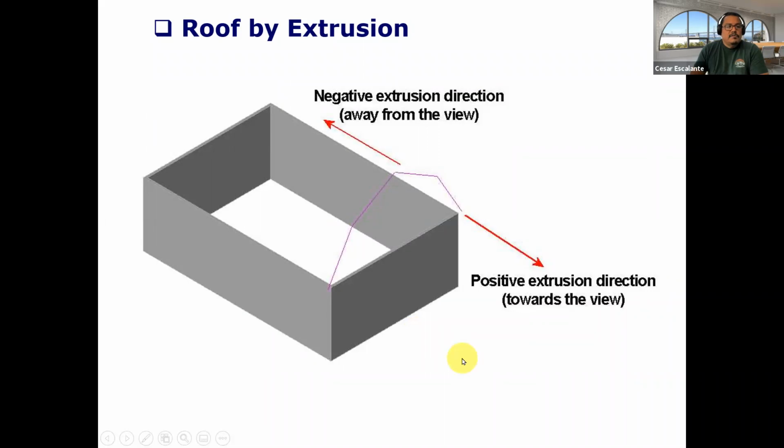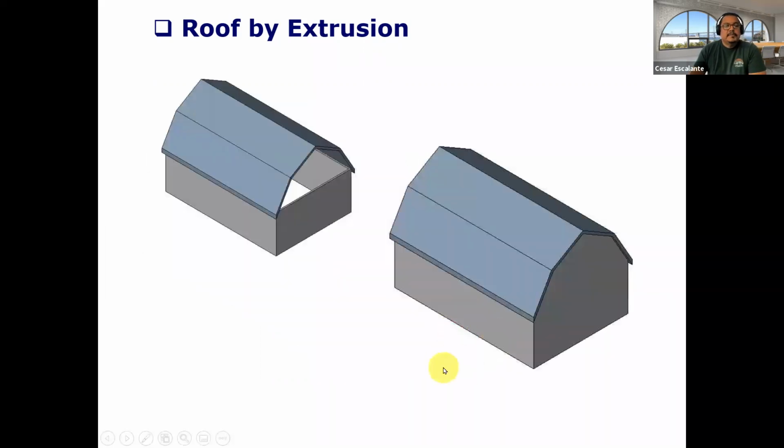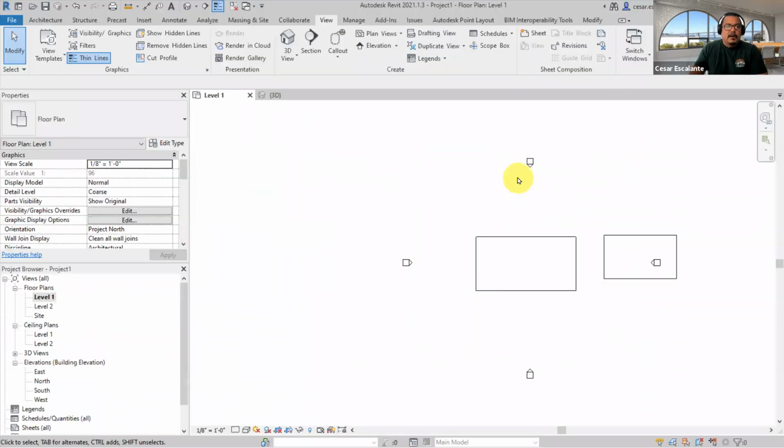If you define extrusion distance, toward you is a positive direction, that's towards the view. A negative extrusion is away from the view, perpendicular on the screen. This is the result of roof by extrusion, and then you can extend the walls to the underside of the roof in order to fill these open voids. So let's do one very quickly here.